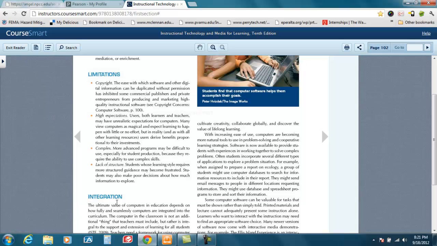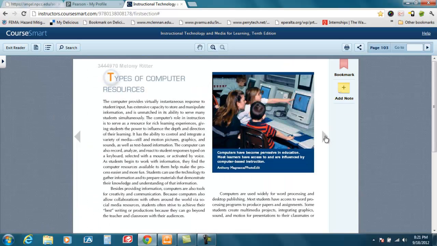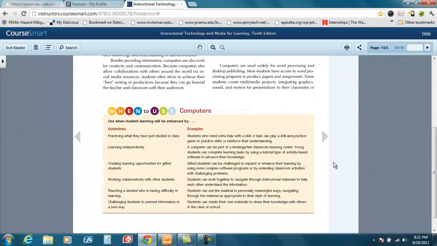The chapter goes on to discuss on the bottom of page 103, when is it appropriate to use computers in the classroom? And I really like this chart because it gives you a visual of some guidelines for different types of practice and some examples of that.